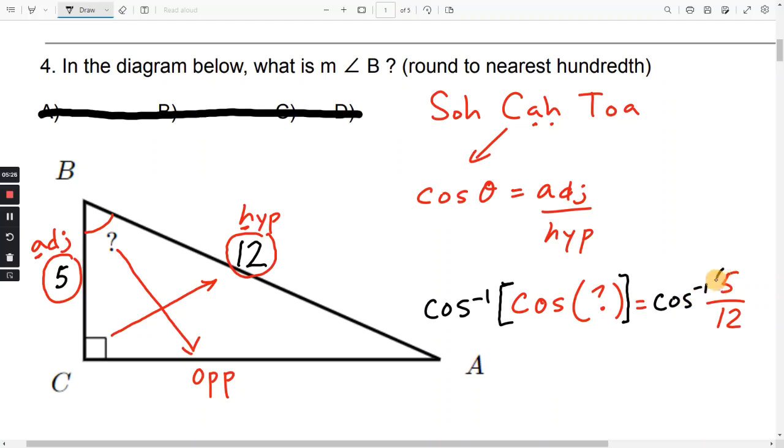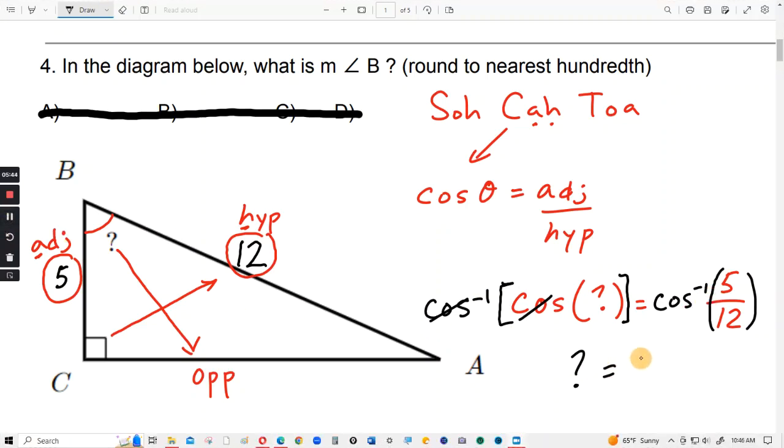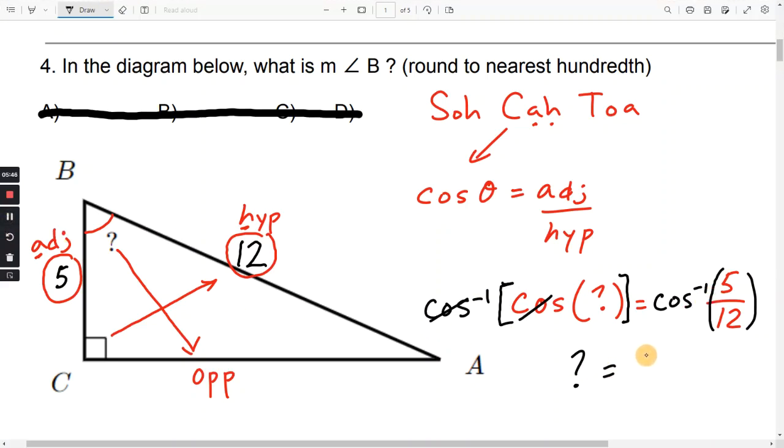Okay, inverse cosine. On the left-hand side, cosine and inverse cosine cancel. We're left with the question mark. And you need to do this on the calculator. Again, make sure you're set to degrees. And rounding off, I got 65.38 degrees.